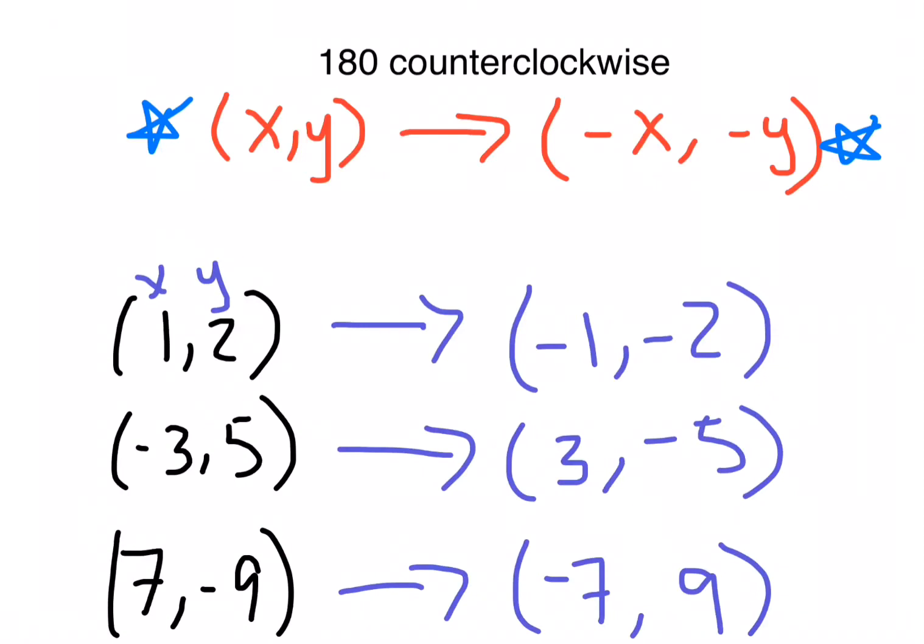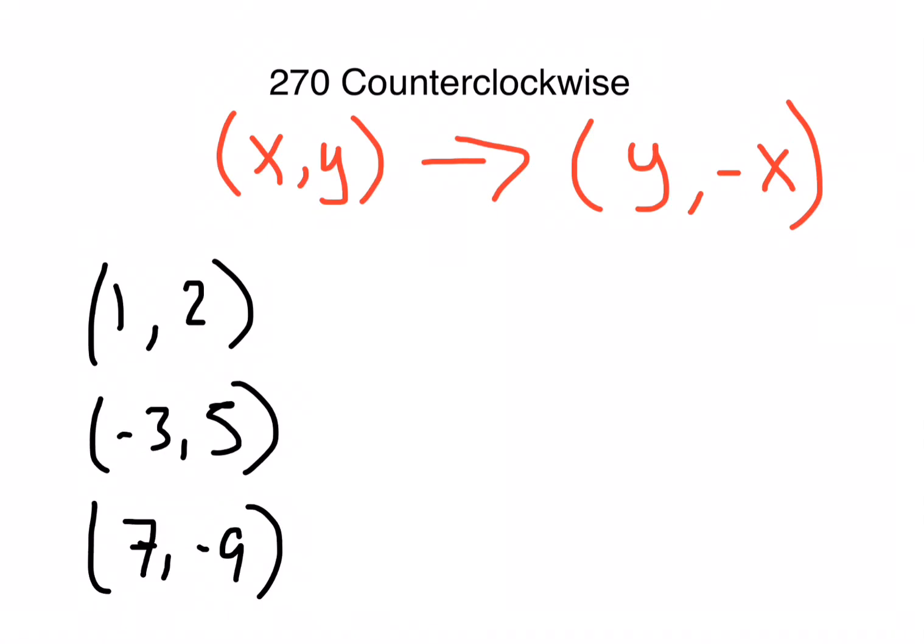And the last one that you should see here should be a 270 degree counterclockwise. So, here's our rule. Our regular (x, y) ordered pair, it'll become (y, negative x). Y, then negative x. So we begin. These are your rules. Remember, make sure you write that down.